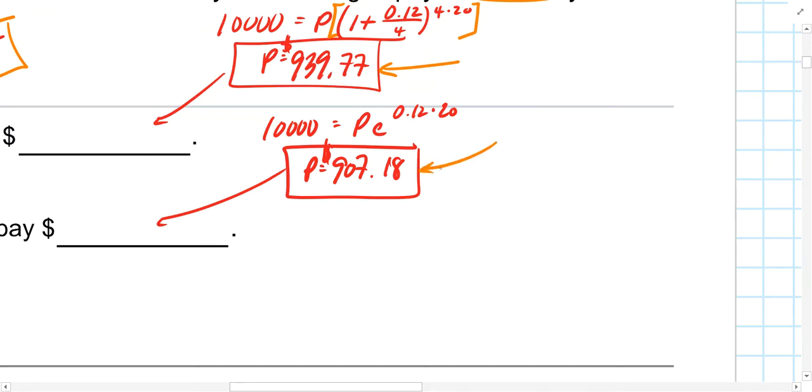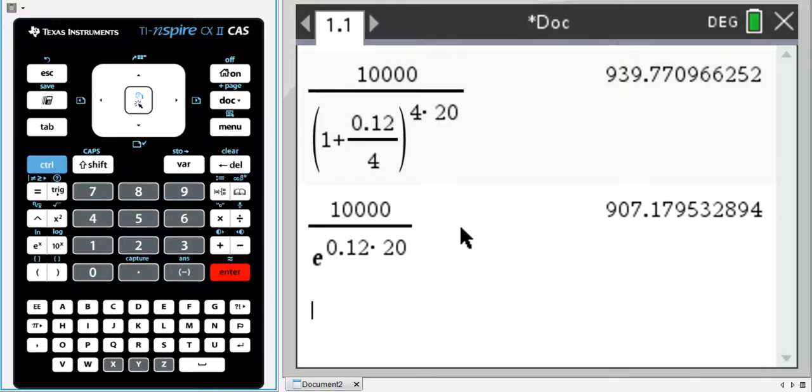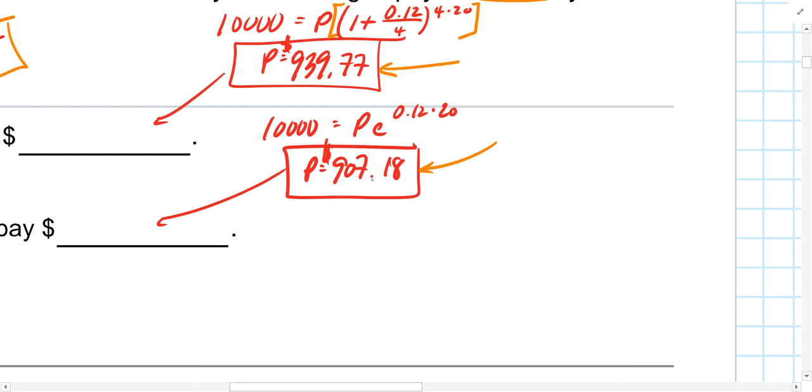However, if our interest was compounded an infinite number of times per year, the amount of purchase isn't that much different. We would only have to pay $907 for that investment to be worth $10,000 in the future. And I would set that up much the same way in the calculator as I did before. Our ending amount A, $10,000, is being divided by e to the rt power. This would isolate the value p in our algebra, and we'd end up with $907.18.